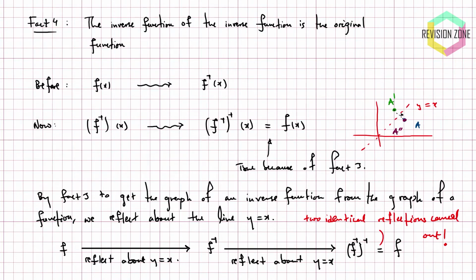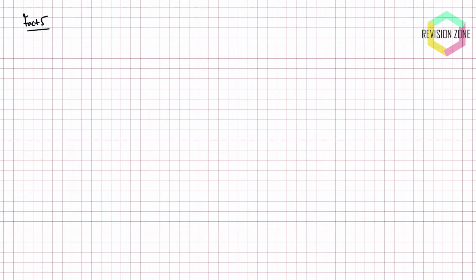Okay, so let's go on and take a look at fact 5. Fact 5 is technically not on the A-level syllabus, but it's an easy enough fact to get one's head around, and it's actually also really powerful. So let's see what it says. It says if a function has an inverse function, then it must be unique. So if a function has an inverse function, then the inverse function must be unique.